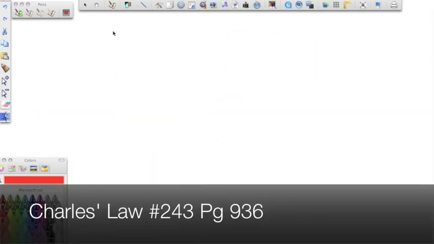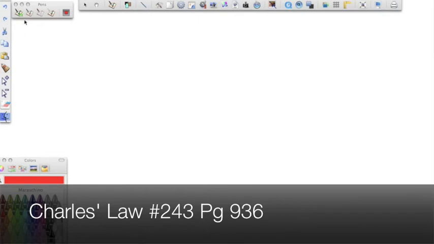Now, guys, we're going to go ahead and work some Charles's Law equations. We're going to work on page 936, number 243. Now, the question says a balloon full of air has a volume of 2.75 liters at a temperature of 18 degrees Celsius. What is the balloon's volume at 45 degrees Celsius?